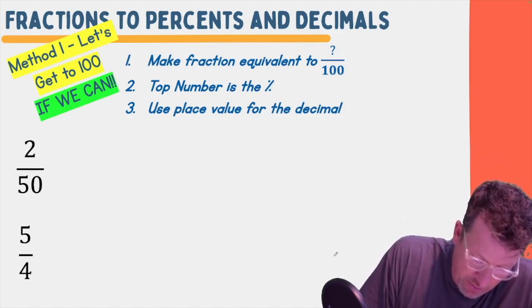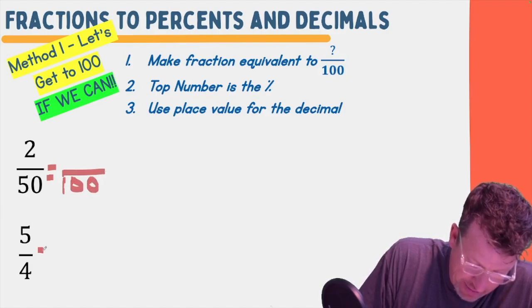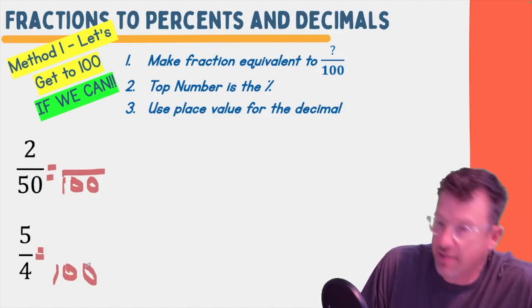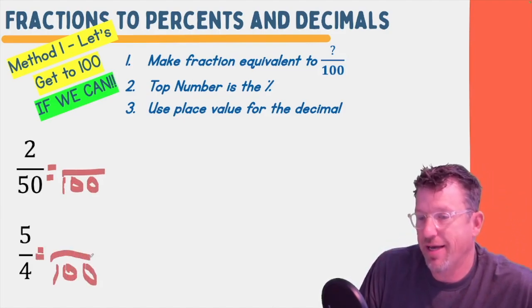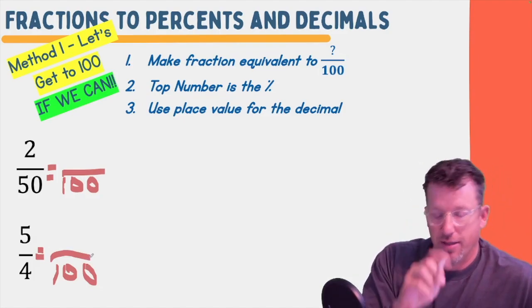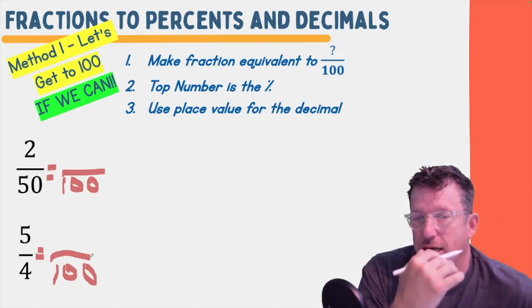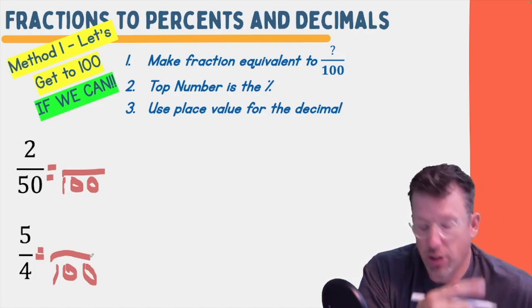All right, so what we do is we set these equal to 100. I'm going to do both of them at the same time and say, let's set them equal to 100. And what we mean by that is, if we can get a fraction to have 100 on the bottom, then the number on the top, the numerator, is the percent, okay? Because percent means something out of 100, something per 100, okay?